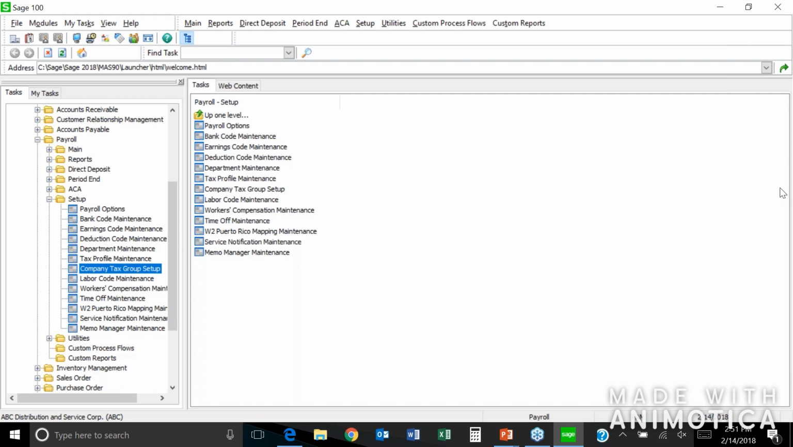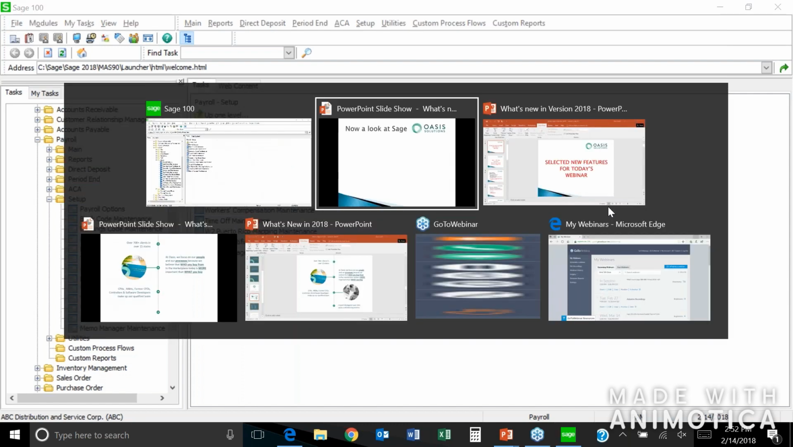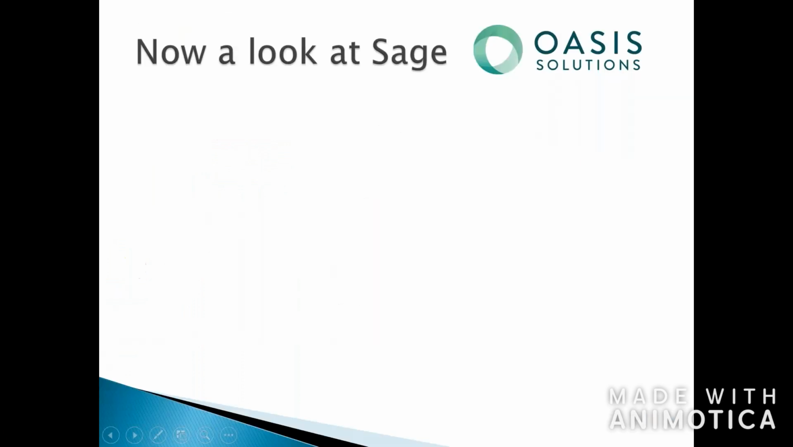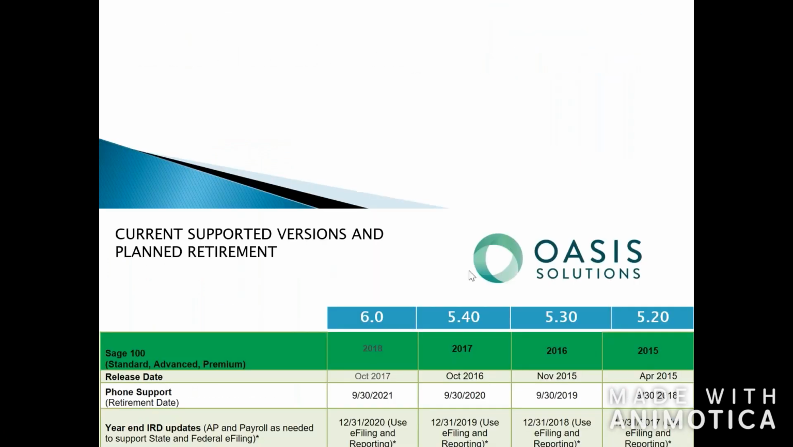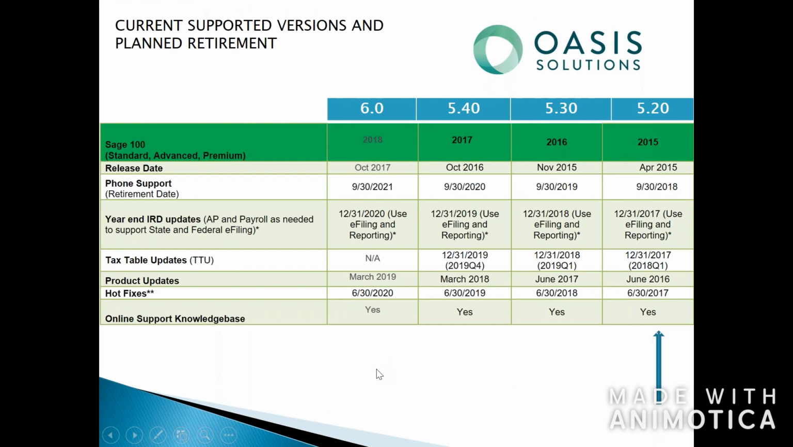So I know we ran through this really quickly, but that's kind of a high-level overview of the changes that have been made to the 2018 version. What I'm going to do is go back to my PowerPoint real quick and just briefly talk about what versions of Sage are supported and what versions are going to be retiring.